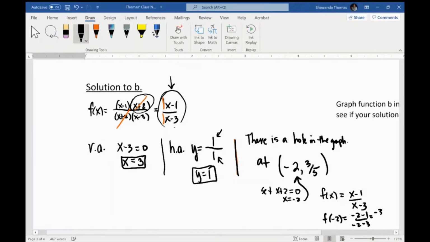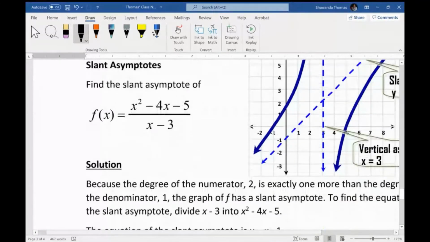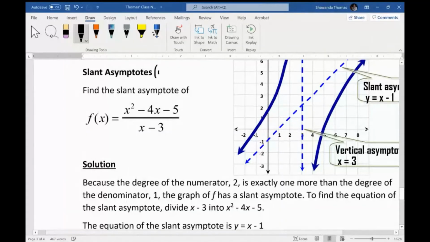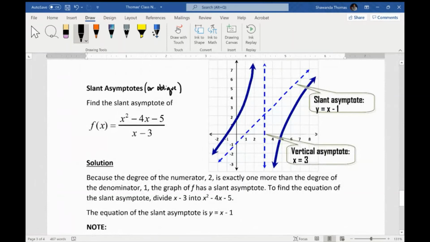All right. We are going to move on to the next page. There is one more asymptote. It's called the slant asymptote, or oblique asymptote. I usually say slant. All right. Find the slant asymptote.